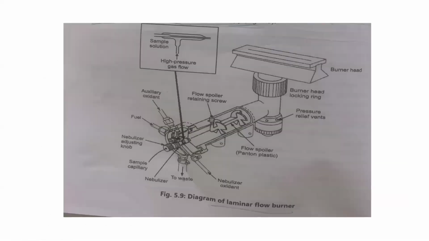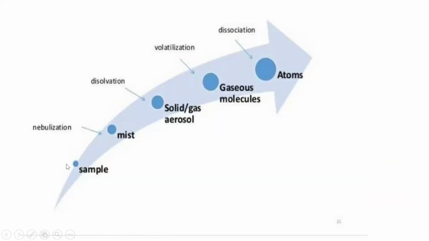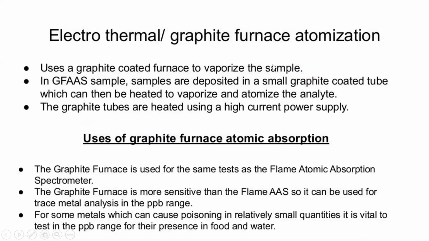So first step is the liquid sample, by the nebulizer, is converted to the aerosol form. This aerosol undergoes dissolution to form solid. The solid undergoes volatilization by the heat energy, and it gets converted to the gaseous molecules. These gaseous molecules undergo dissociation and form atoms.